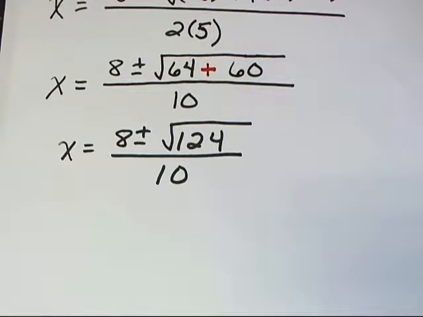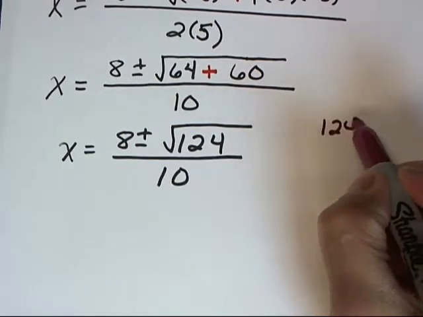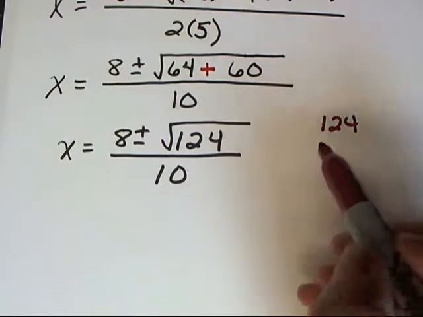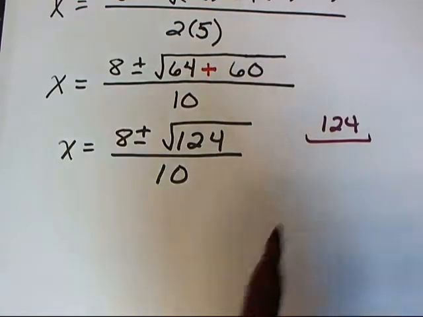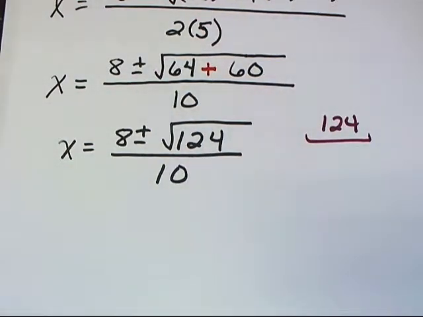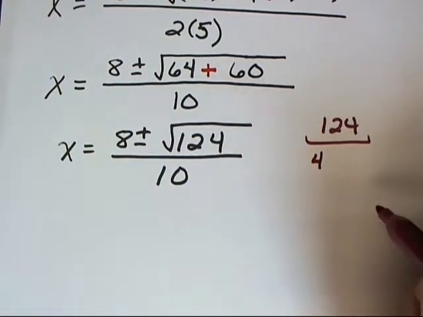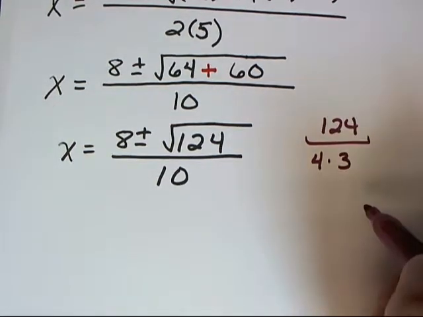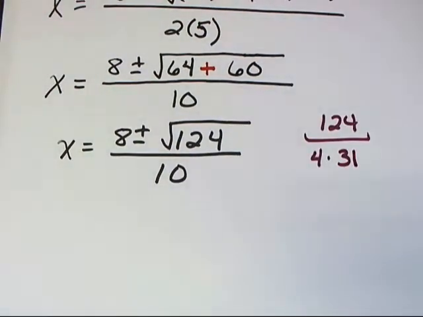124 is not a perfect square, but it has a factor that is a perfect square. So we want to use that to simplify. And the first thing I always do when looking for perfect squares is look to see, is my number even or odd? Since 124 is an even number, I hope that 4 goes in there evenly. 4 is the smallest perfect square that's even. So I go and find out how many 4s are in 124. Well, 4 goes into 12 3 times with no remainder, and 4 goes into 4 once. So 4 times 31 is 124.